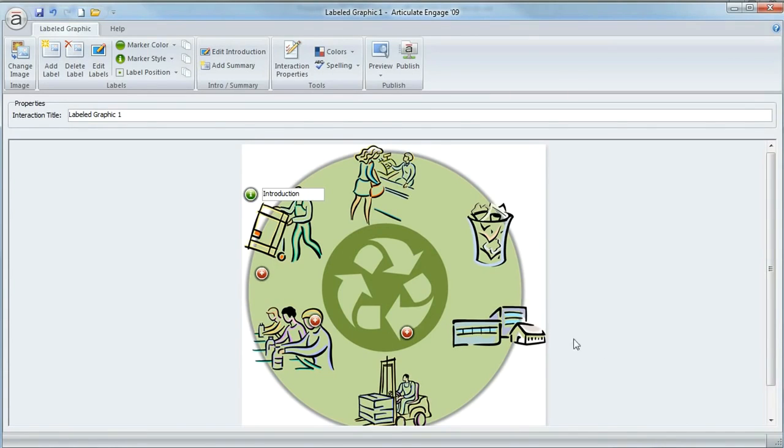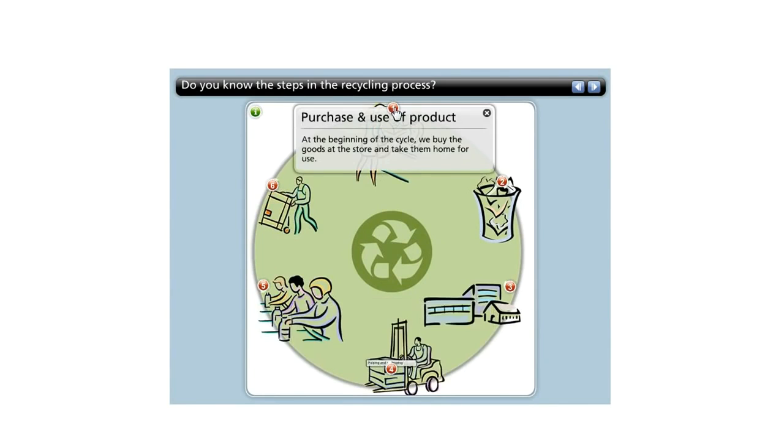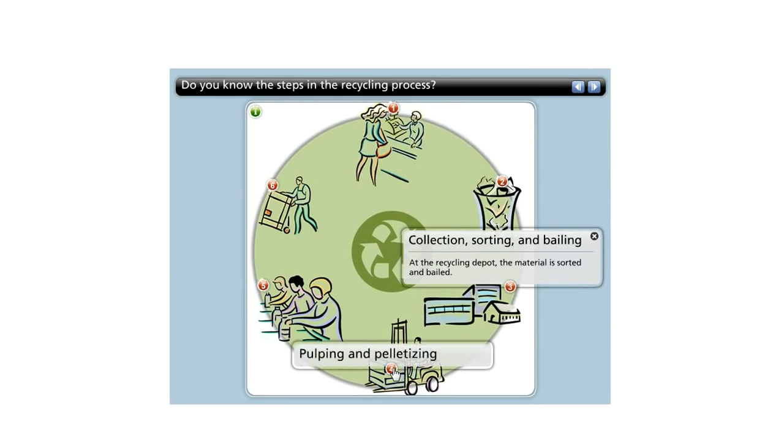Now, all I would need to do is add a few more of these little red markers in my Engage file, and position them in just the right place on my image, and of course add some text for each one, and then I can publish my interaction. I've actually already created a sample of this to show you, so I'm going to switch over to my published output and we'll take a look. So here's my Engage interaction, and my image is right here, and I can click on any of these items to learn about the recycling process.